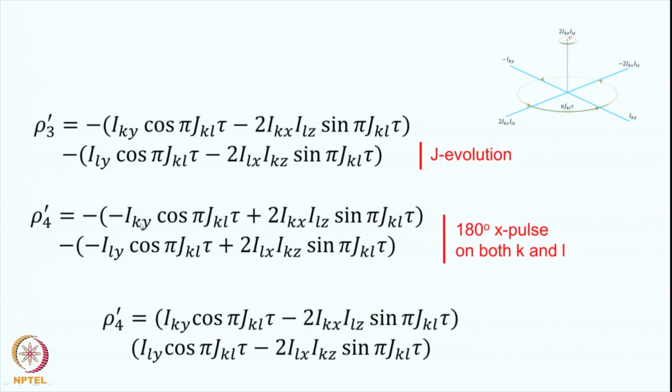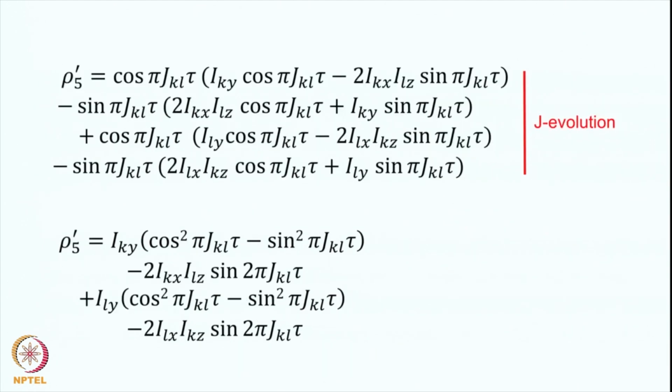The 180x pulse takes IKY to minus IKY, so this remains this. And what happens here? IKX does not change, the pulse applied on the L spin takes ILZ to minus ILZ, therefore this gives me plus here. So plus 2 IKX ILZ sin pi jkl tau, and once again here minus ILY cosine pi jkl tau plus 2 ILX IKZ sin pi jkl tau, when I apply the pulse on both spins. This is what I will get. Simplifying this, rho 4 prime is IKY cosine pi jkl tau minus 2 IKX ILZ sin pi jkl tau, and again ILY cosine pi jkl tau minus 2 ILX IKZ sin pi jkl tau.